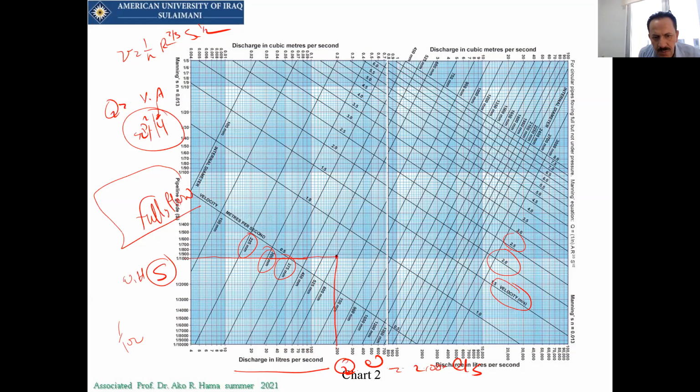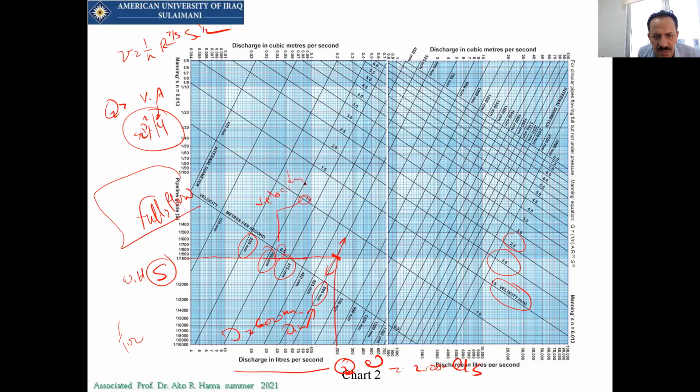So look at this one. This point will give you, look at this line, this line will represent the diameter. It means that the diameter of this pipe will have to be 600 millimeters. So this is the diameter of this pipe. And at this point, you can get what the velocity will be. It will be between 0.5 and 1, which means about, look at these numbers, these are velocities.